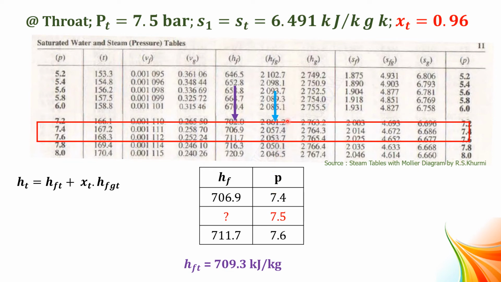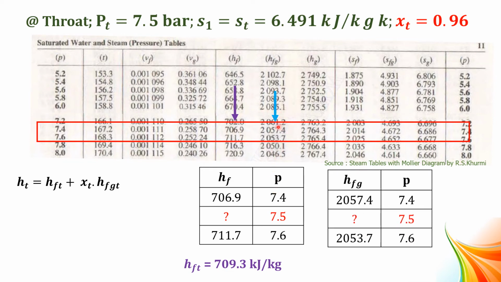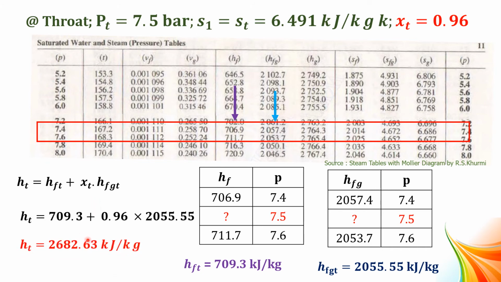Similarly, we have to find out the value for Hfg also. So by interpolating these two values, 2057.4 and 2053.7, we get the unknown Hfg as 2055.55 kilojoule per kilogram. Now substituting the values of Xt, Hft, Hfgt in this equation, we get the specific enthalpy H equal to 2682.63 kilojoule per kilogram.